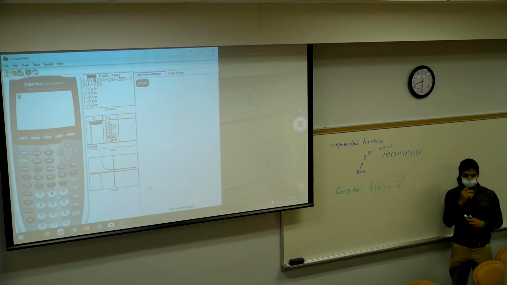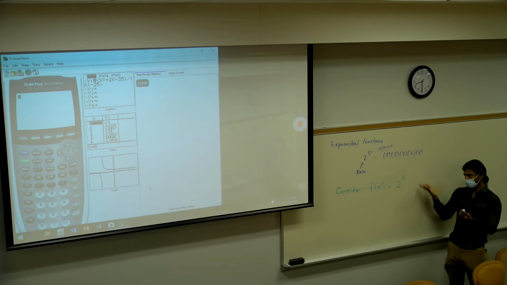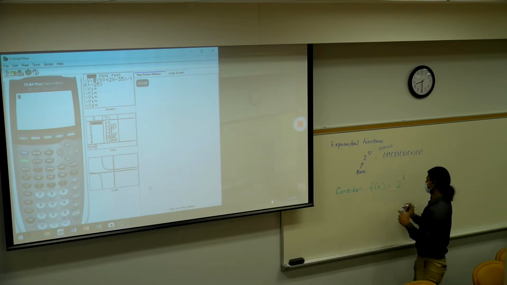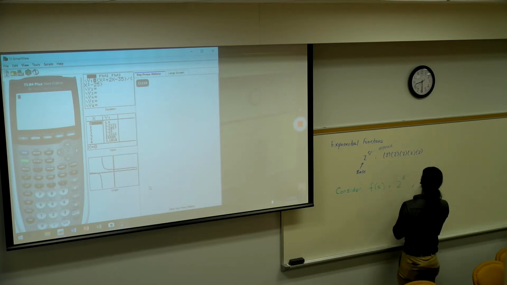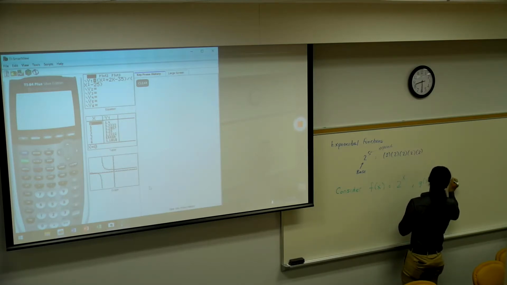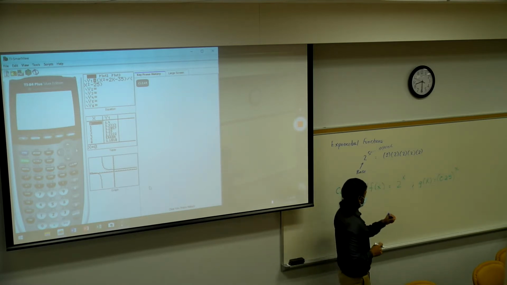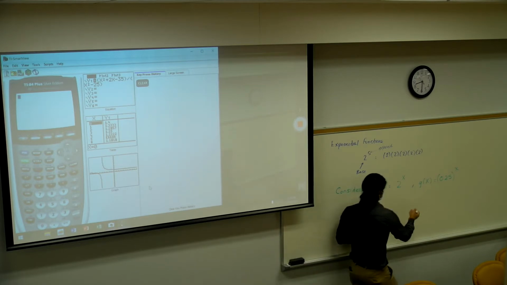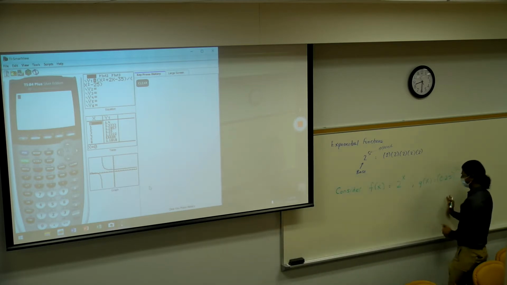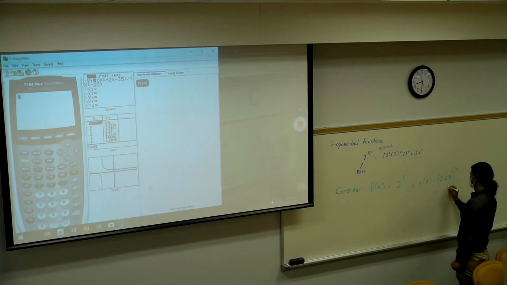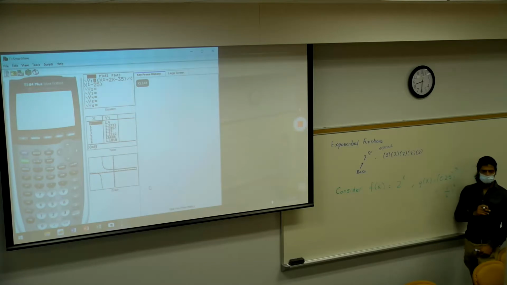Does that have to be 2 or an integer? Not necessarily. I could have 0.25 raised to x. Could I have a fraction inside? Well, obviously 0.25 is a fraction, so I can write it that way also.